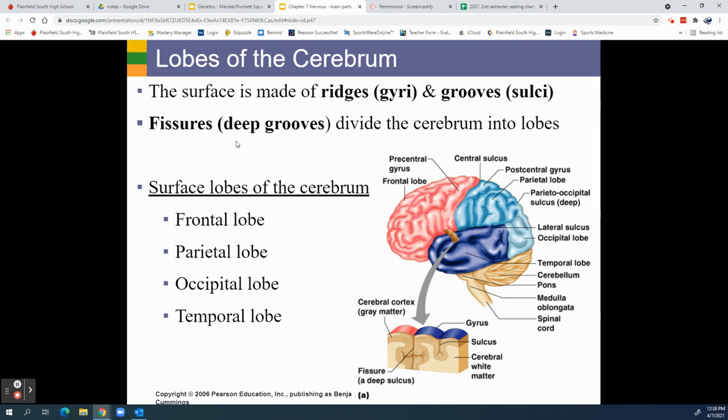There are some sections that are a little bit deeper. These are just deeper grooves called fissures, and there are several of them that divide the brain up into its separate lobes. So you can see we have a frontal lobe, parietal, occipital, and temporal. Frontal is the pink area here. Parietal is the darker blue. The really light blue is the occipital, and then the temporal is here on the sides of the brain.